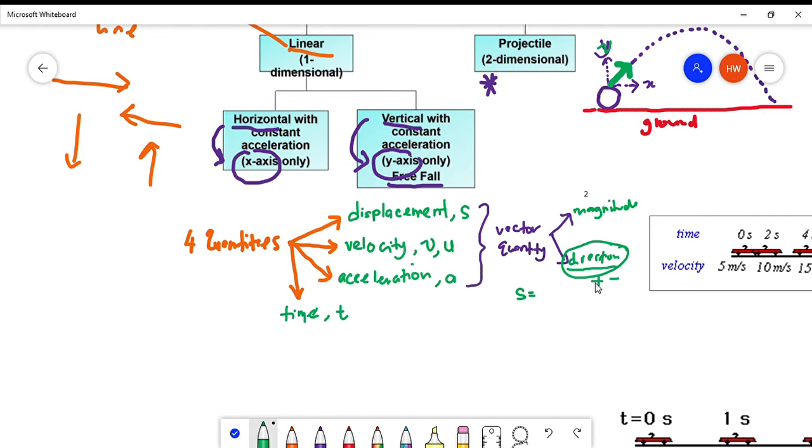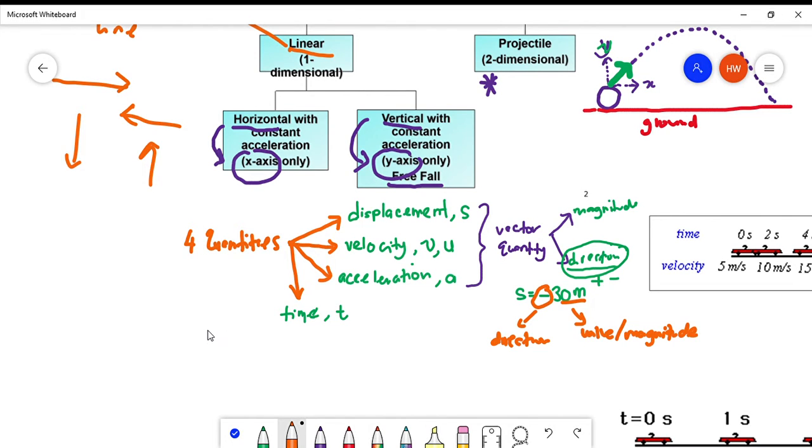So later kita akan tengok bila dia nak jadi positif, bila dia akan jadi negative. So let's say I put down negative 30 meter. Okay, so this negative sign here indicates its direction. This is the direction, and the 30 meter here indicates the value, or the magnitude. So that is what it means by vector quantity.